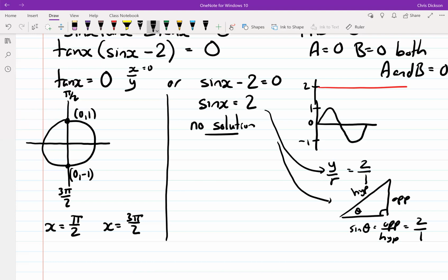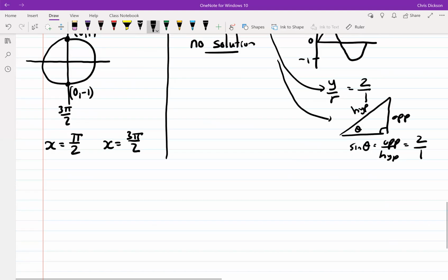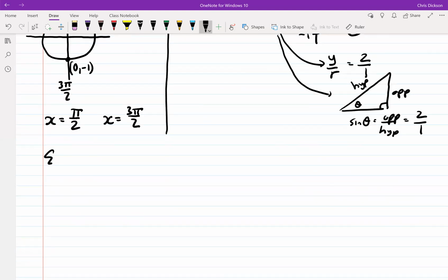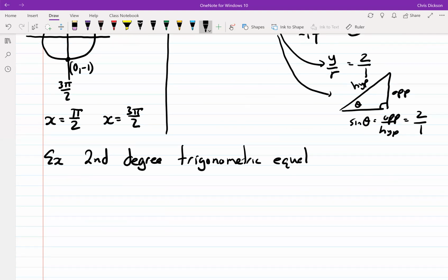Okay, so there's a question for you. So let's see if we can move on here. One more type. I'm actually just going to do 2 more types, and then we'll call it quits. So one is what we call a second degree trigonometric equation.